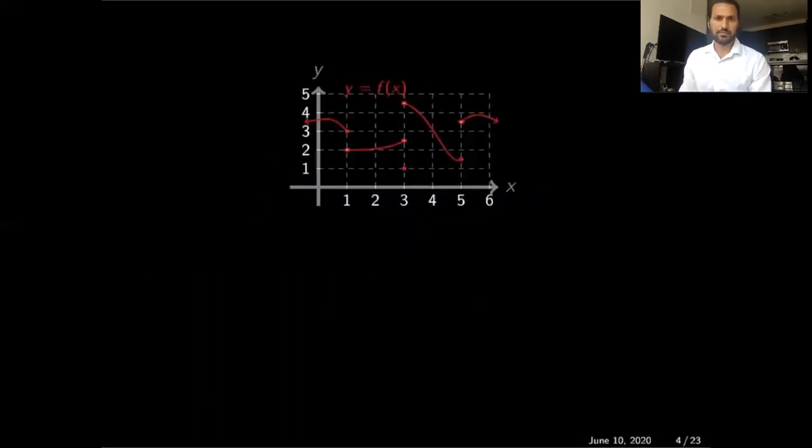Let's look at another example. In the graph of this function, it has a finite jump at 1, 3, and 5 because at all these points, the left limit and right limit exist, but they are not equal.